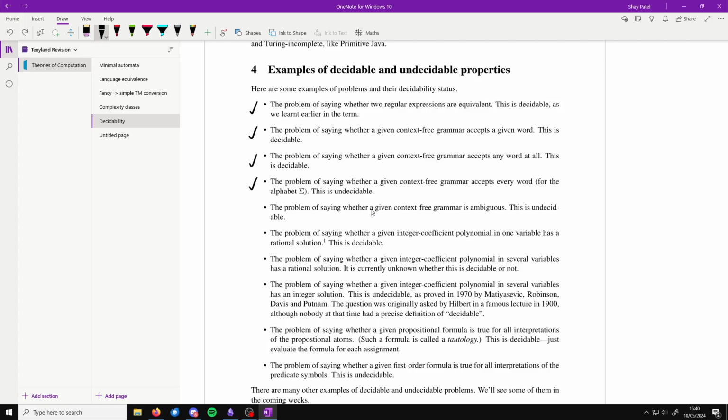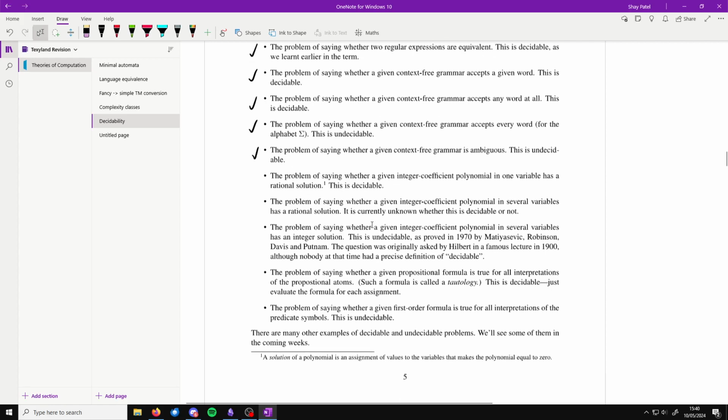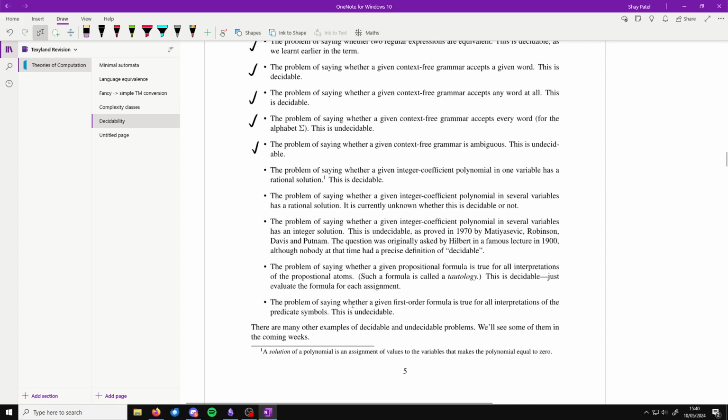The problem of saying whether a given context-free grammar is ambiguous is undecidable. We can't say whether a CFG is ambiguous with a Turing machine. There are some more examples here of undecidable and decidable problems.